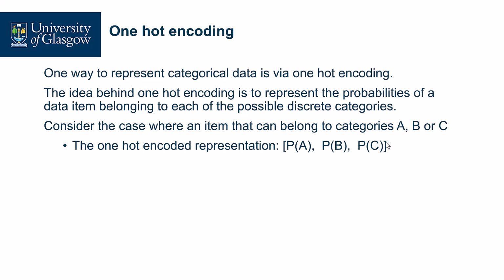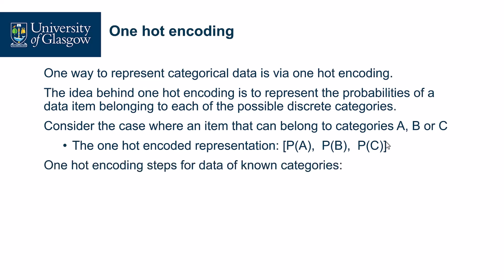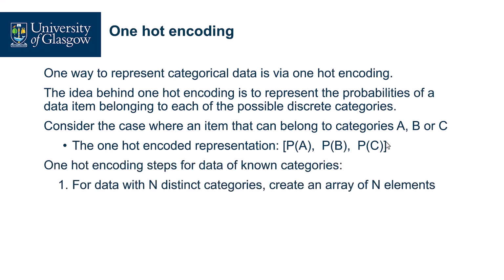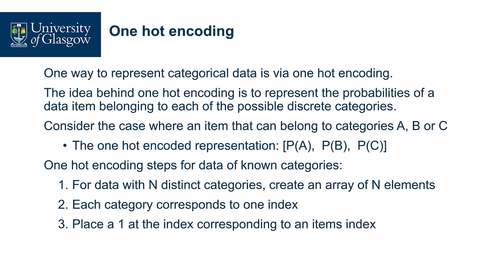So how to do a one-hot encoding? We can do the following steps. Step 1, for data with n distinct categories, we create an array of n elements. So each category corresponds to one index. Then, for the index corresponding to the item's category, we place 1 there. For all the others, we place 0. So maybe this is too abstract, right? But when we see an example, it will be easy to understand.